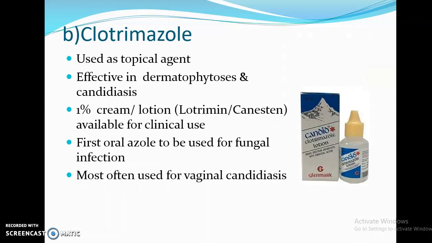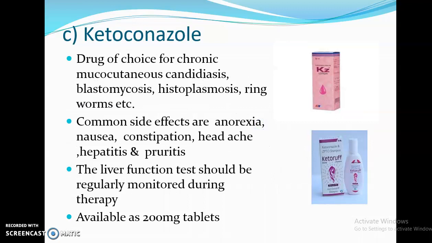Second one is clotrimazole, again a topical agent, effective in dermatophytosis and candidiasis, available as 1% cream or lotion. It is the first oral azole to be used for fungal infection, most often used in vaginal candidiasis. Ketoconazole is a drug of choice for chronic mucocutaneous candidiasis, blastomycosis, ringworms, etc.